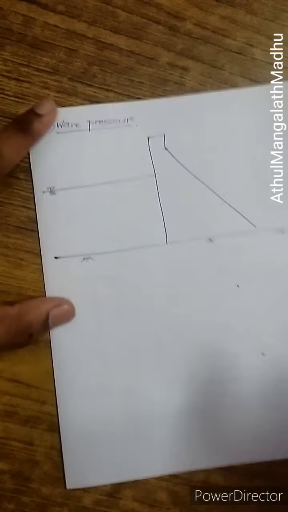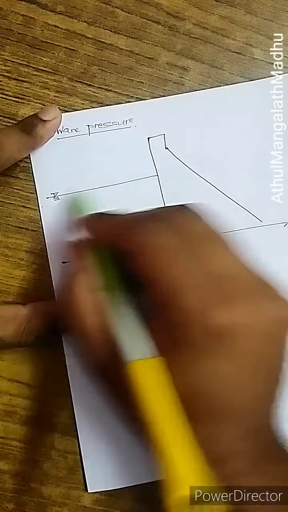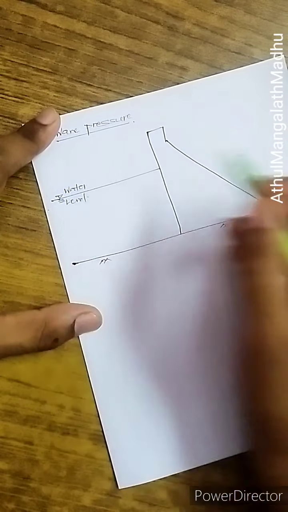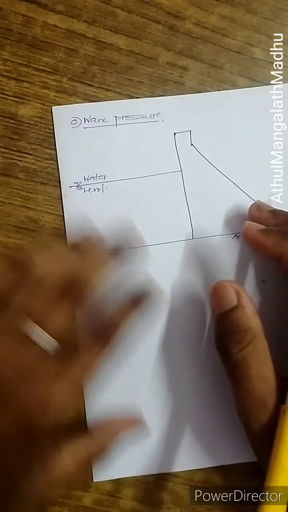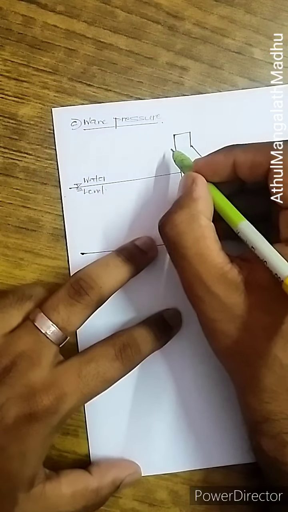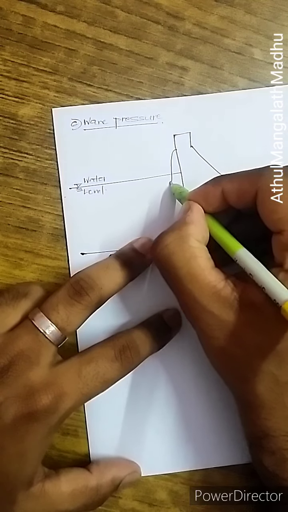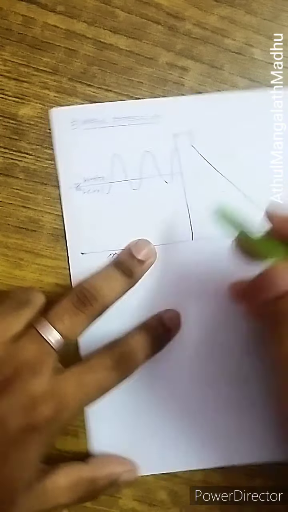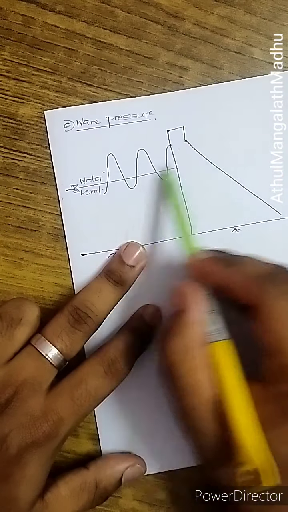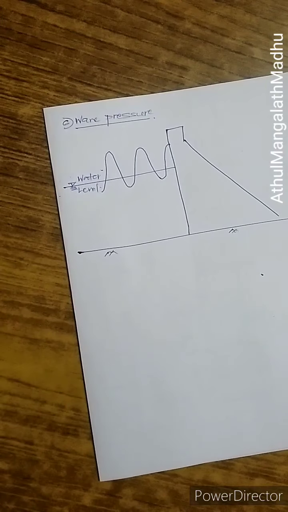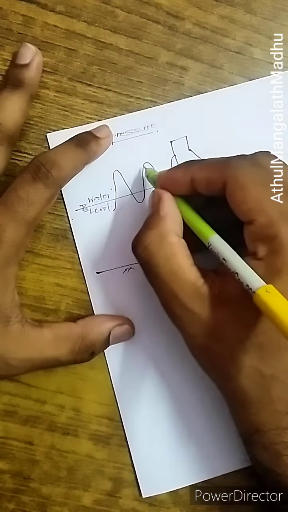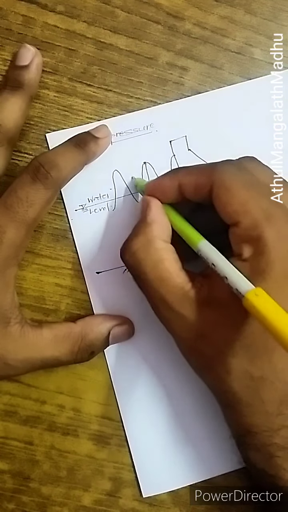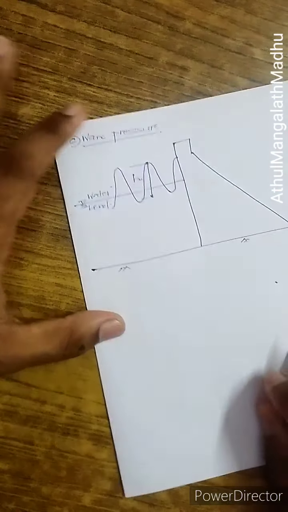So if I draw the wave, this is the water level. After conducting different experiments, they have found that the wave will be something like this. So if you see, this water level is not in symmetry, it's not going in the center, it's something like this. So let this be the height of the wave, from the crest to the trough, this is the height of the wave.